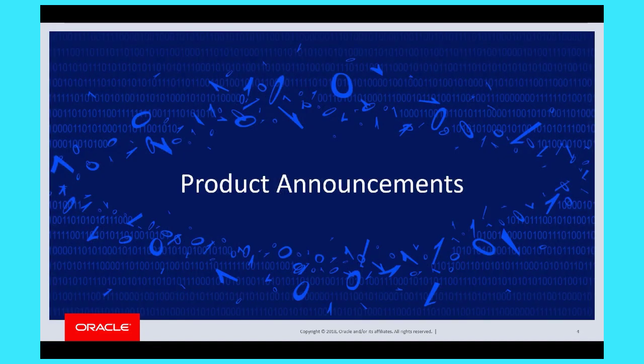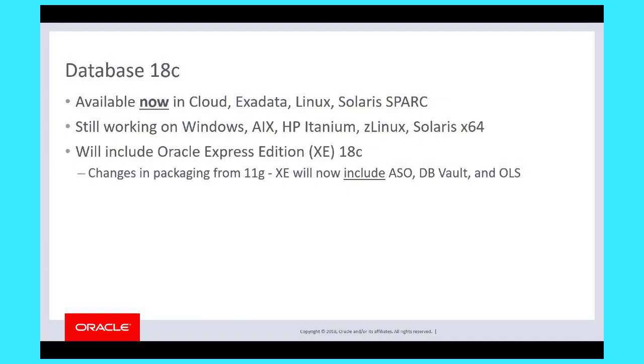For product announcements this month, obviously, given today's topic, 18c is available now, both in cloud and on Exadata, where it's been for several months, but we've also released for on-premises Linux and Solaris. We continue to work on Windows, AIX, and HPUX. You'll see those out over the coming weeks. And we do intend to release an 18c version of Oracle Express Edition. And just a reminder from last month, Express Edition will now include Advanced Security, Database Vault, and Label Security.